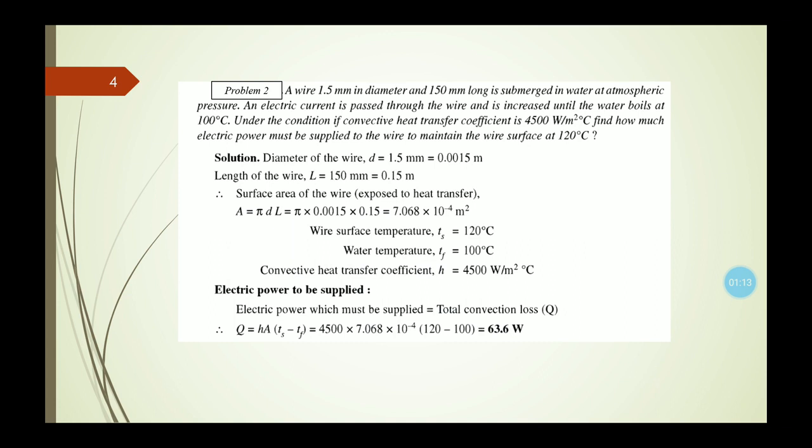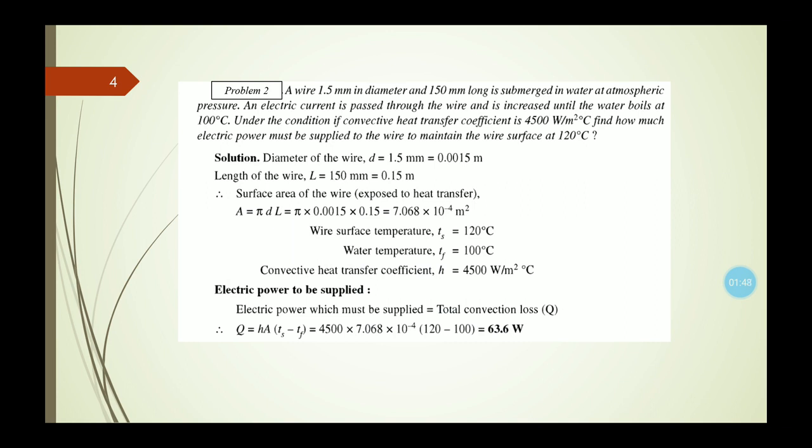Now the surface area of the wire is exposed to the heat transfer. So for the side surface area of the wire, the formula is pi dL. This type of formula for the cylinder is known to us, we are familiar with this. So the value of d and L, the diameter and the length of the wire, are given in the question. So the area we are getting here is 7.068 multiplied by 10 to the power minus 4 meter square.